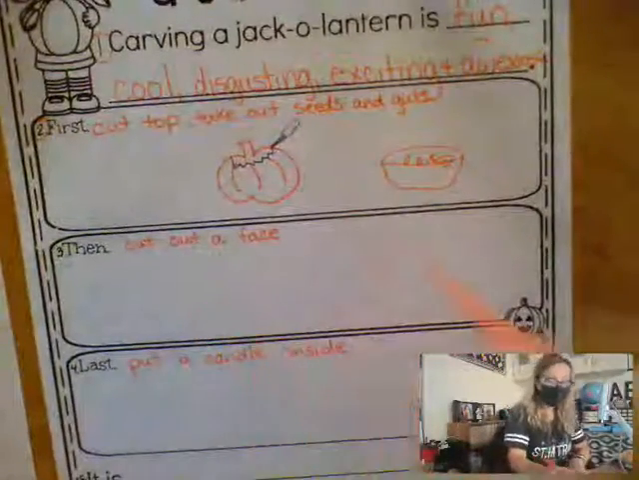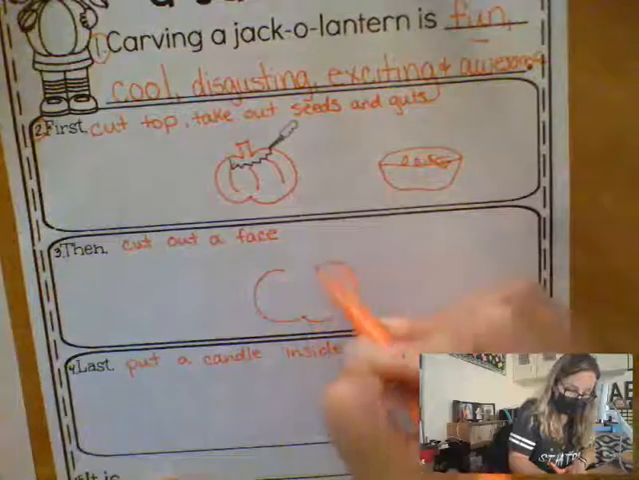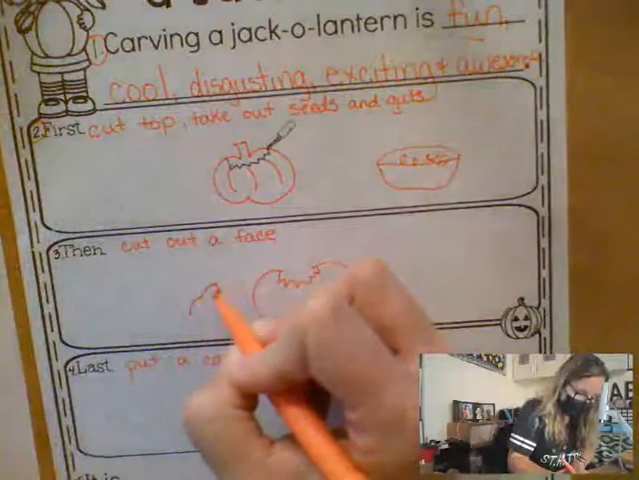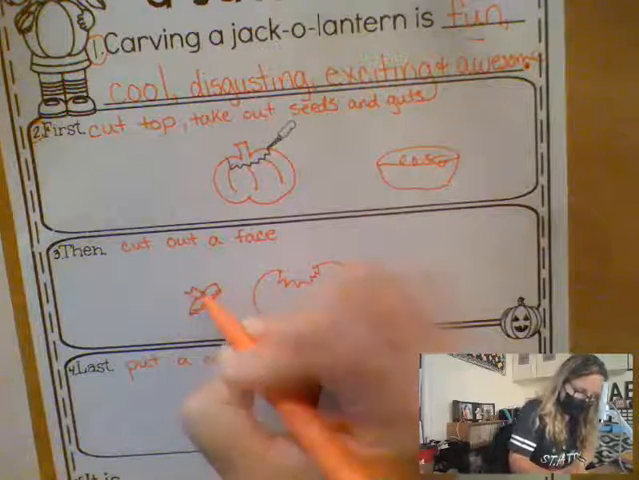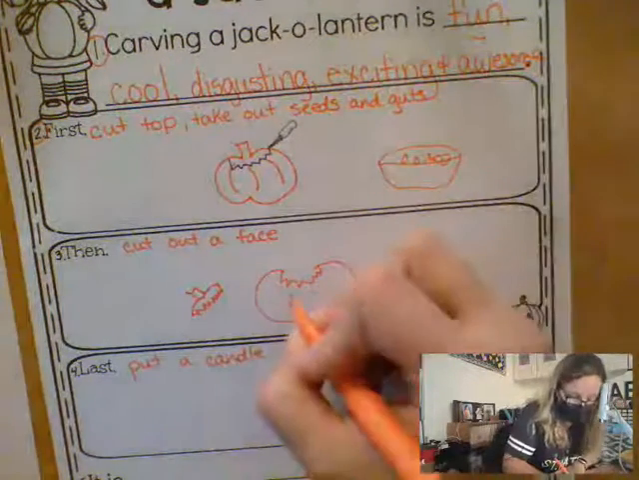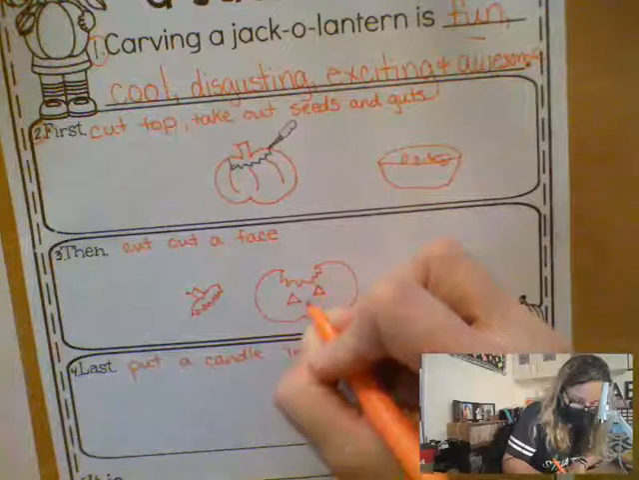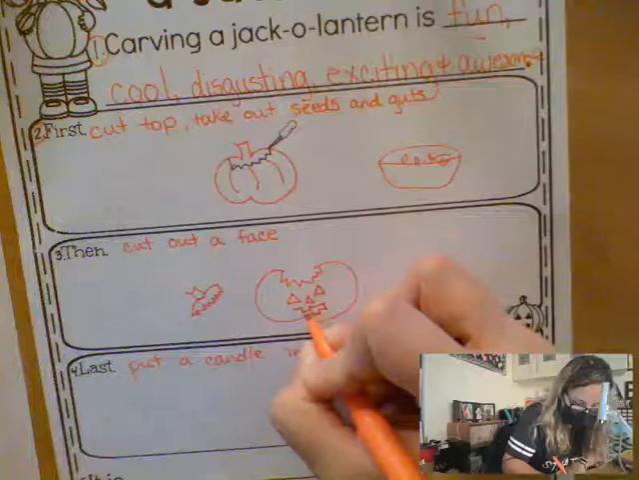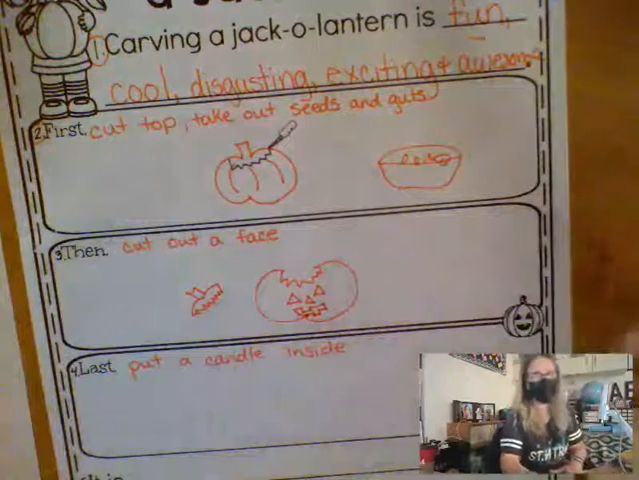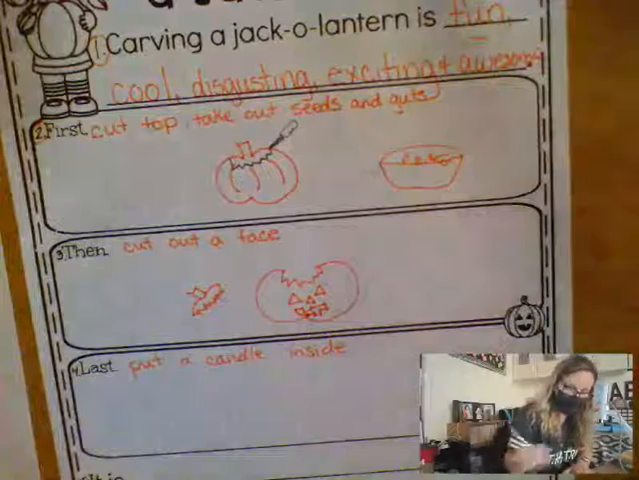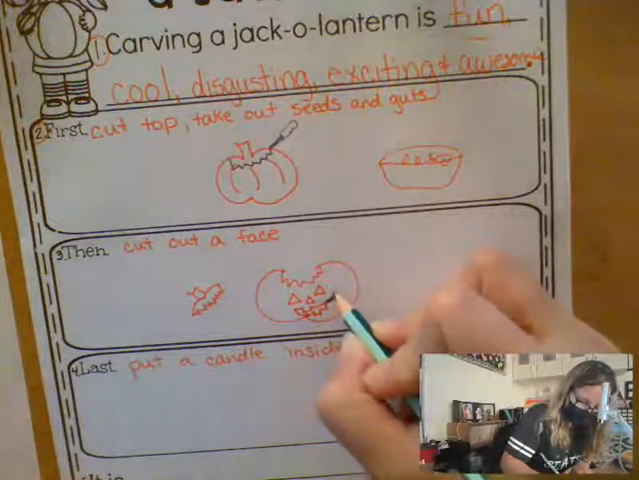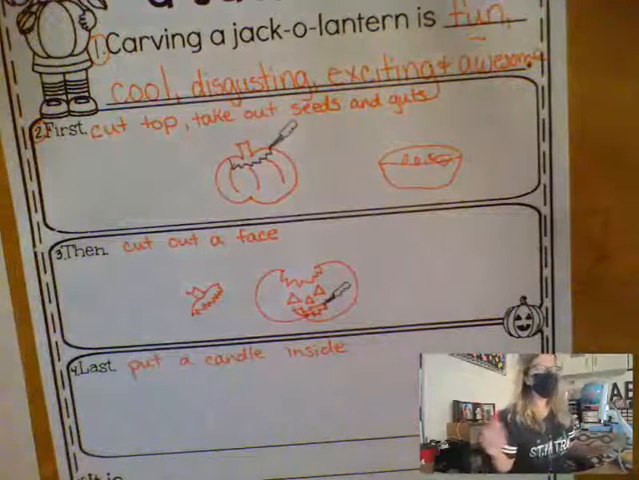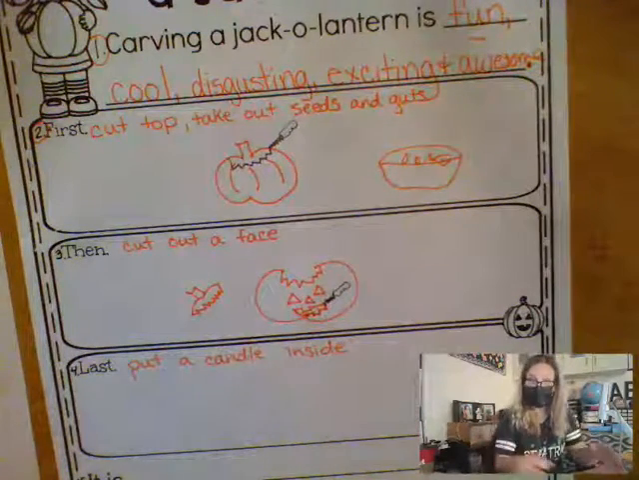Then cut out a face. So now I've got my little guy here with his top cut off. Here's the top over here, see? Okay, and now I'm going to cut out the face. It's kind of a weird face. Okay, and here's my little carver again, carving the face. Again, I'm just doing quick drawings. You're going to do more detailed drawings.